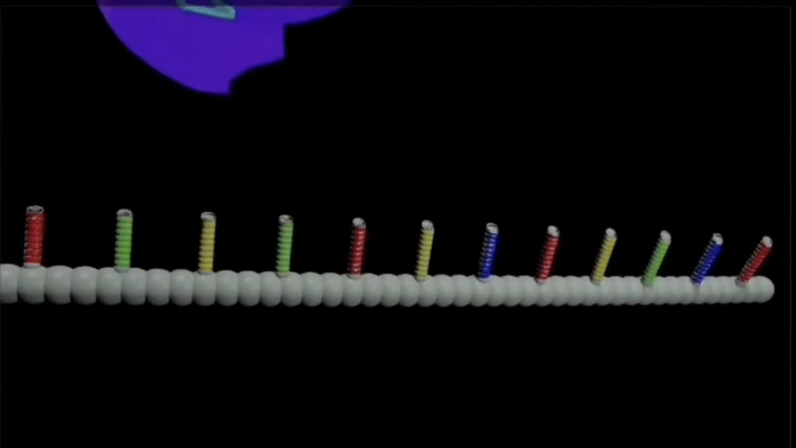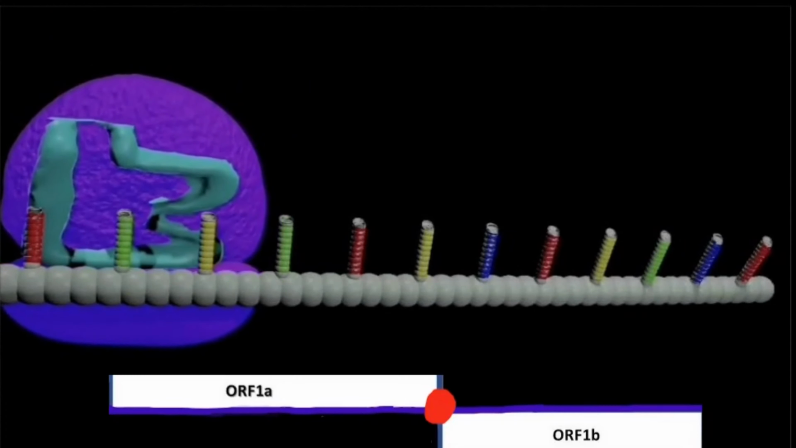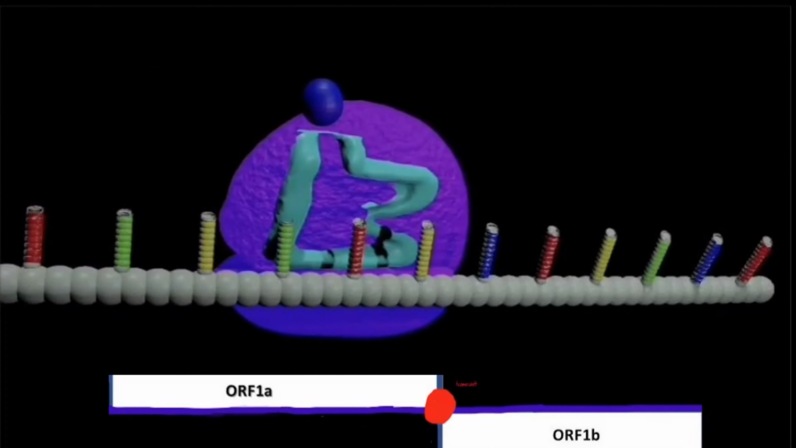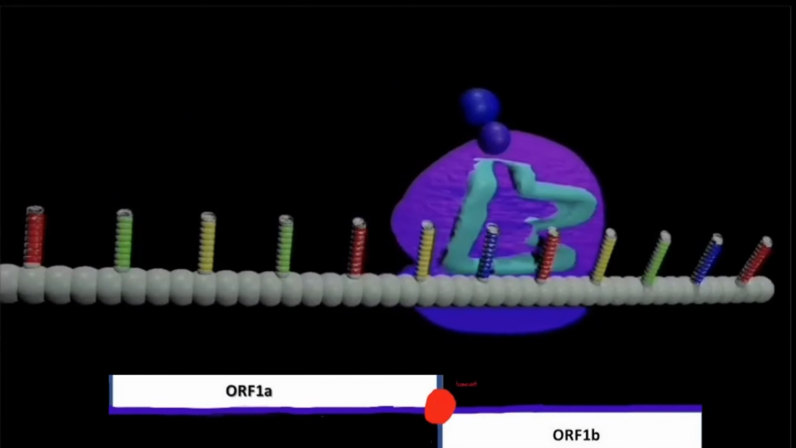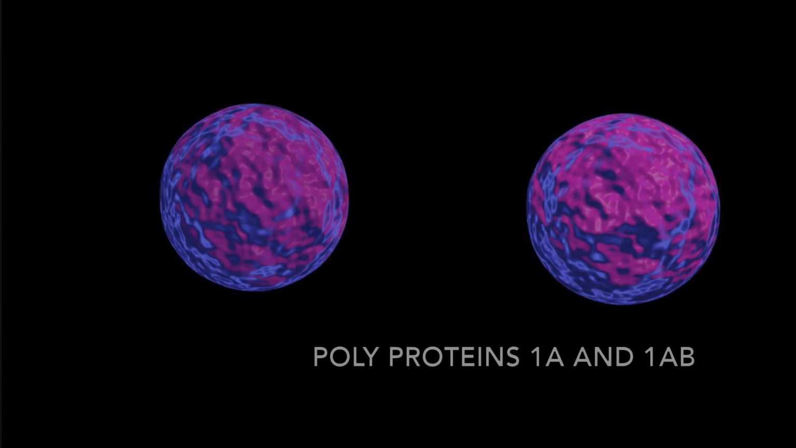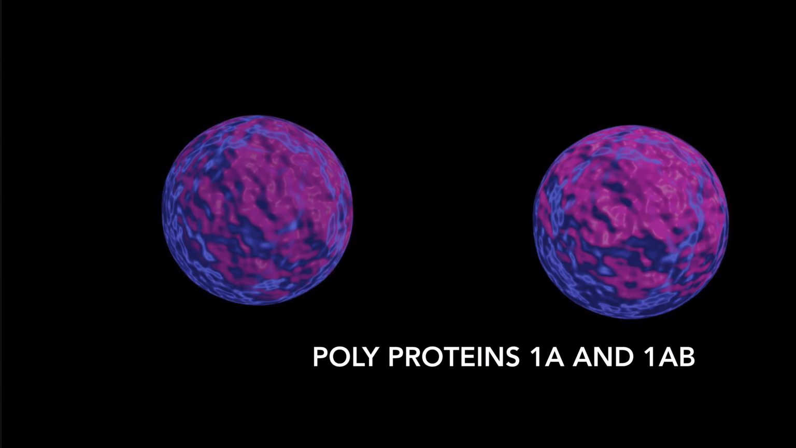Once inside, uncoating happens, and all the proteins are removed, leaving just the genomic RNA sense strand in the cytoplasm. During translation, using the host cell machinery and using open reading frame 1A, polyprotein 1A is made. As translation is occurring in the middle of open reading frame 1A, a frameshift can occur to open reading frame 1B. That's how the polyprotein 1AB is produced.